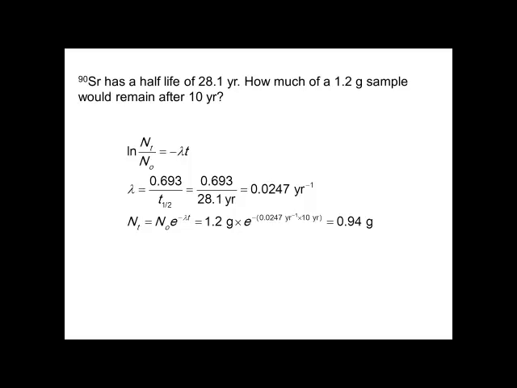Solving for Nt, that equals N0 e to the minus lambda T, or 1.2 times e to the minus 0.0247 times 10, or 0.94 grams. So in 10 years, we decrease from 1.2 grams to 0.94 grams.